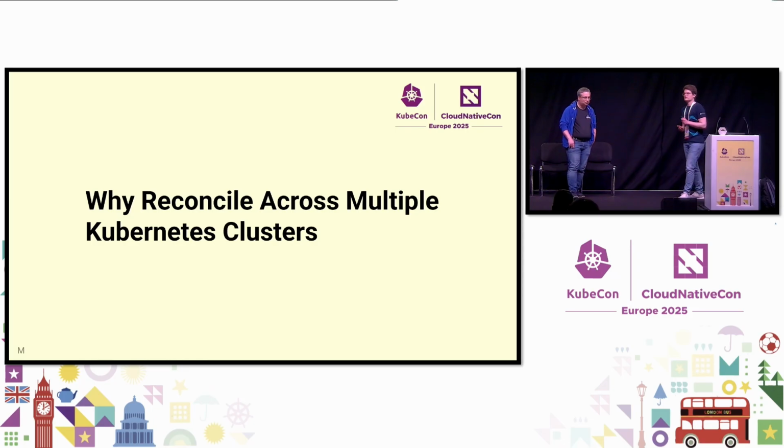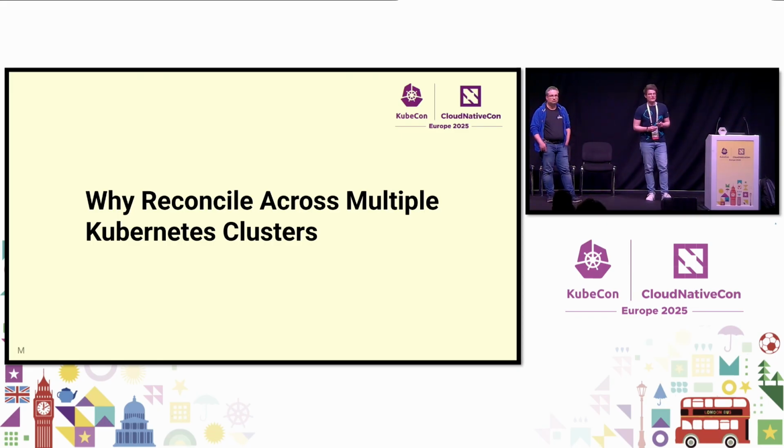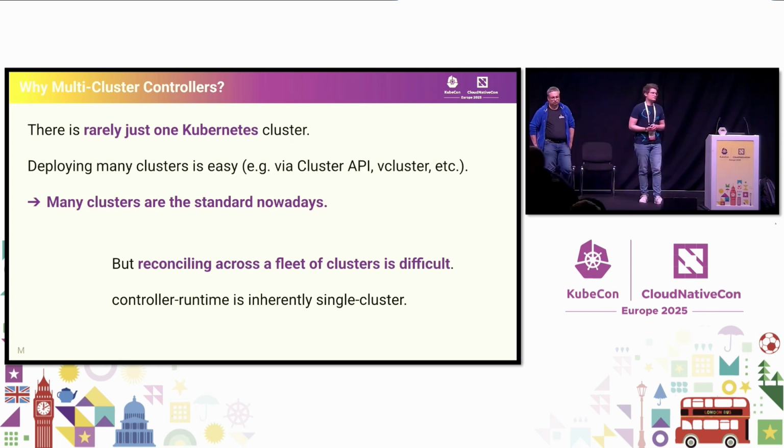So first of all, let's set the stage. Why are we here? This room is pretty full, so I think a lot of you are facing the same problem, asking the same questions. So why would you want to reconcile across multiple Kubernetes clusters? We live in a multi-cluster world. I think most people that are running Kubernetes are running more than one Kubernetes cluster, maybe also more than two, maybe also more than three.